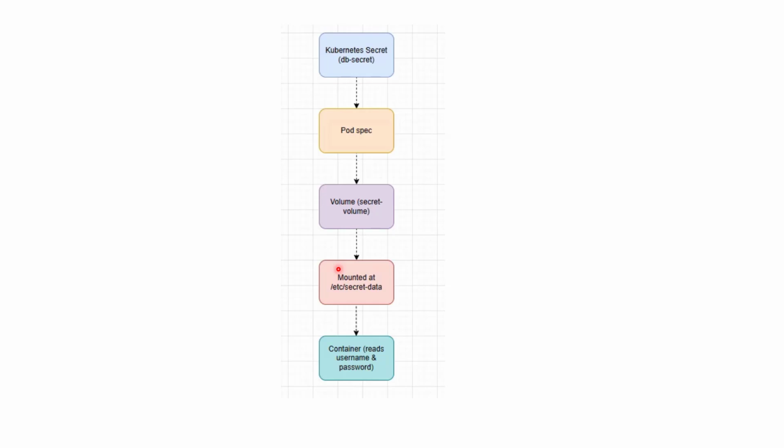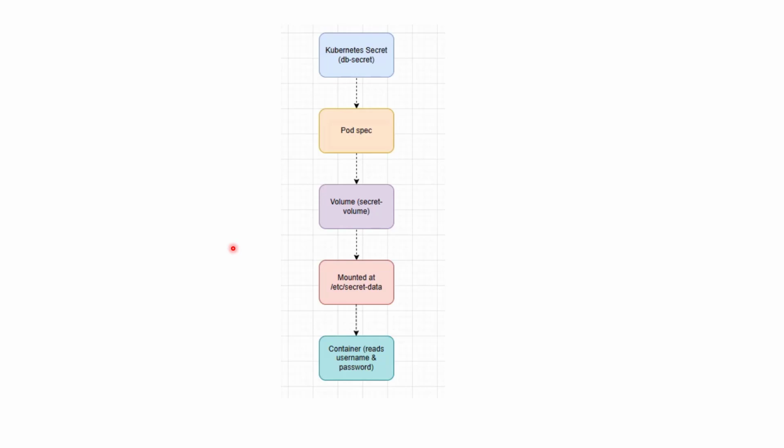So just now we saw we have two keys, that is username and password. Similarly, two files have been created in the container mount point. And finally, the container reads those files, for example, /etc/secret-data/username and password, to get the credentials of the database.